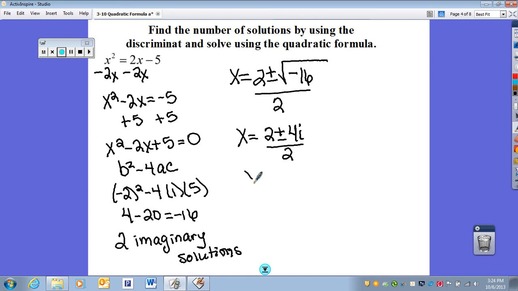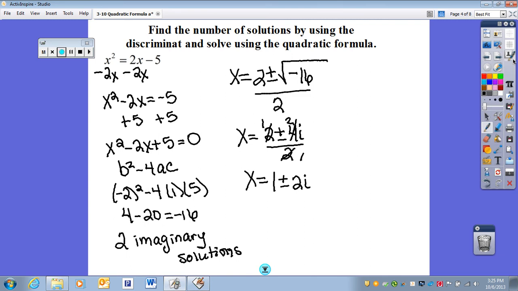And then we can simplify because 2 can go into all 3 of our terms. So 2 divided by 2 is 1, 2 divided by 2 is 1, and 4 divided by 2 is 2. So our final solution would be 1 plus or minus 2i as the solutions to our quadratic equation.